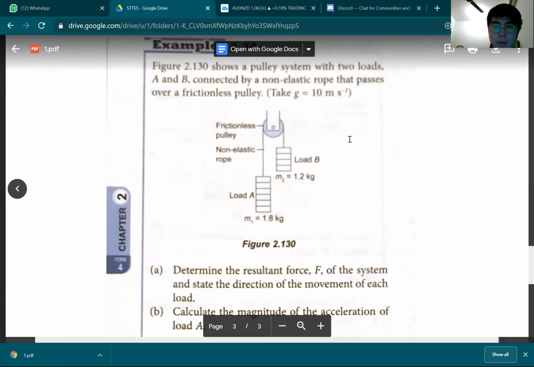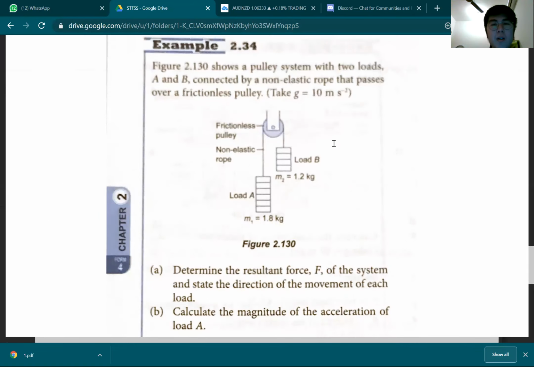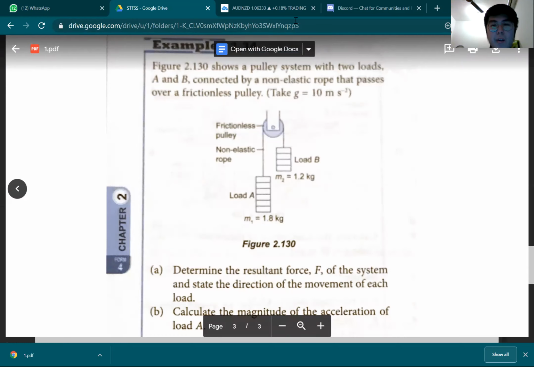Okay, second example, this one. Sorry about this one, it looks a bit blurry, but you can see. Now it's the same pulley system.